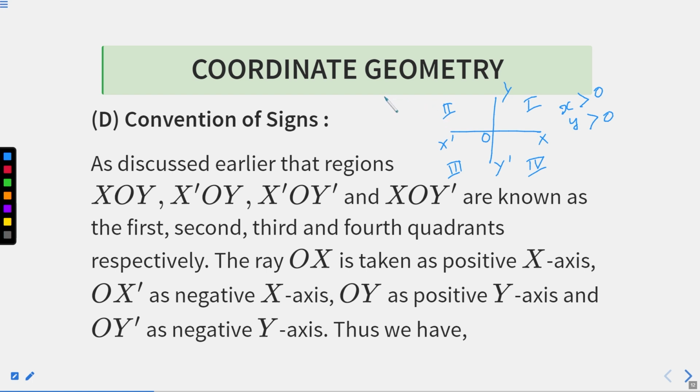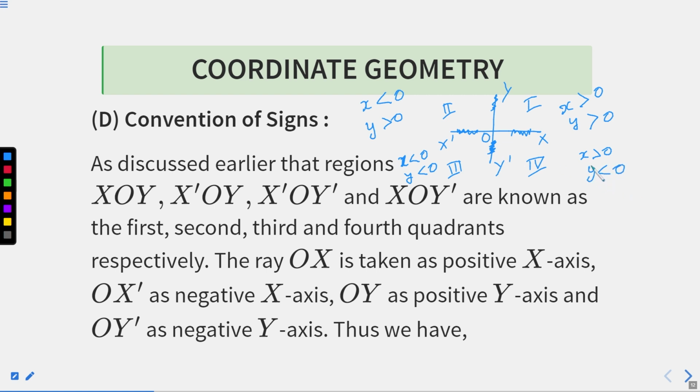Here in the second quadrant, x on the x-axis is now on the left side, meaning negative, and y is still on the upward side, so y is positive. Now in the third quadrant, x is on the left side, so x is negative, and y is on the downward side, so y is also negative. In the fourth quadrant, x is now on the right side, meaning x is positive, but y is on the downward side, so y is negative.